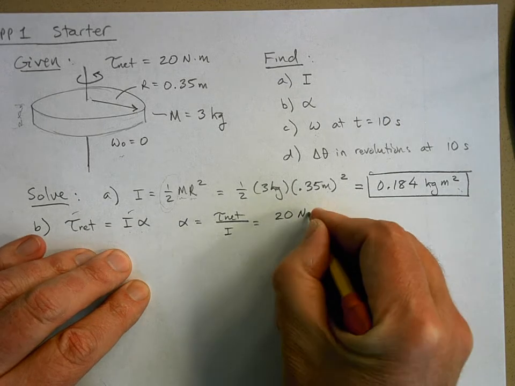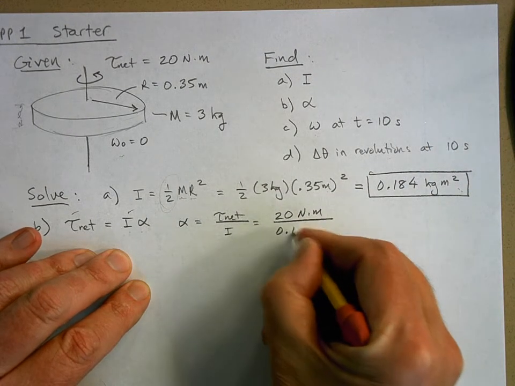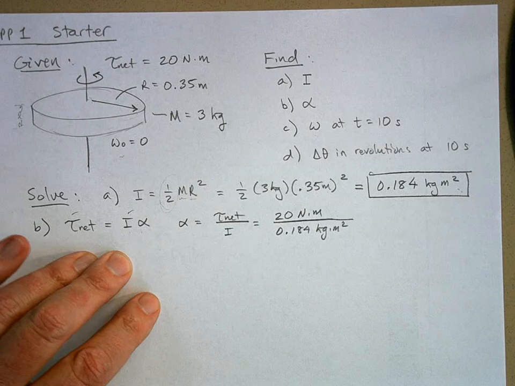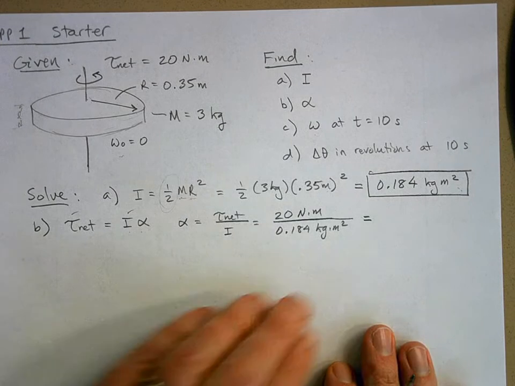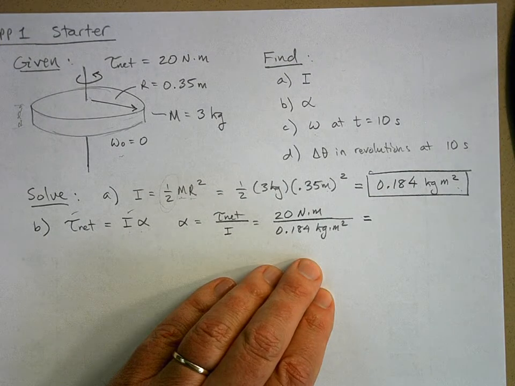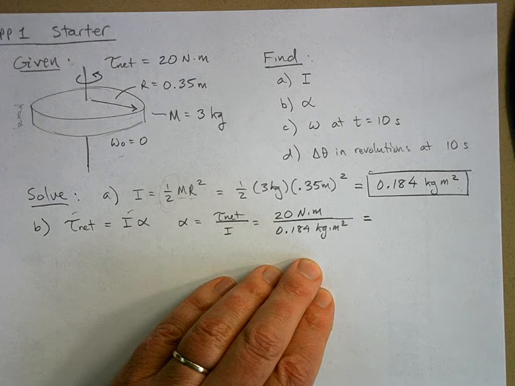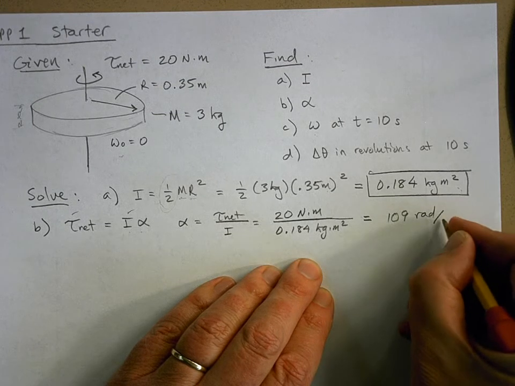This is 20 Newton meters, divided by 0.184 kilogram meter squared. And so when I get the value here for alpha, I'm going to go 20 divided by 0.184, I get 109 radians per second squared.